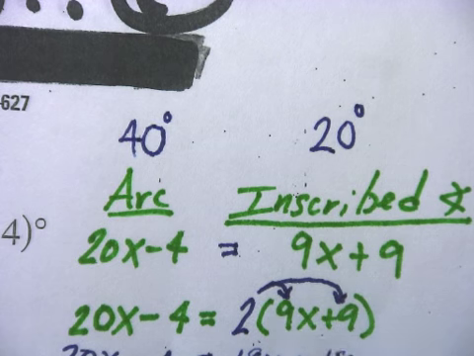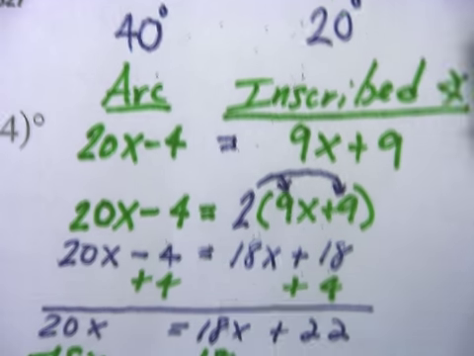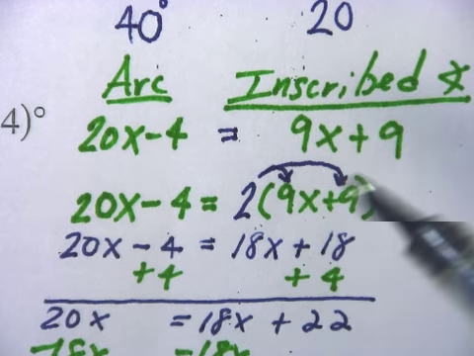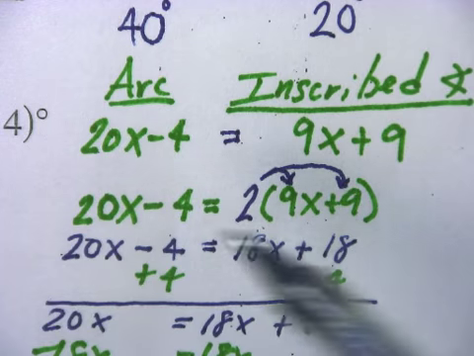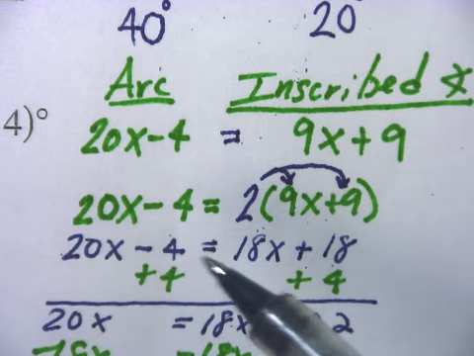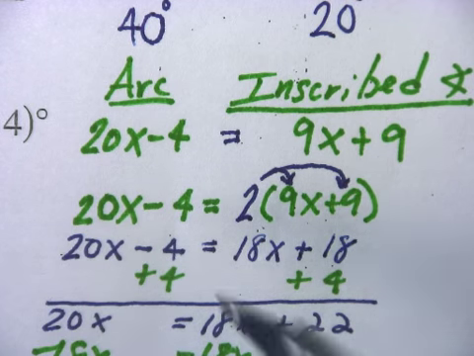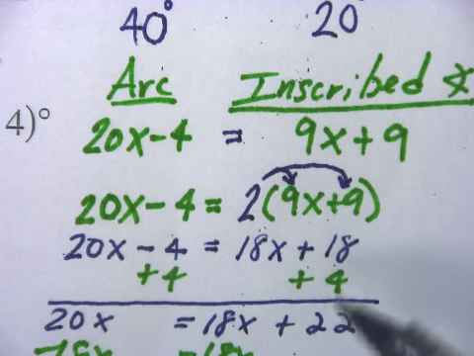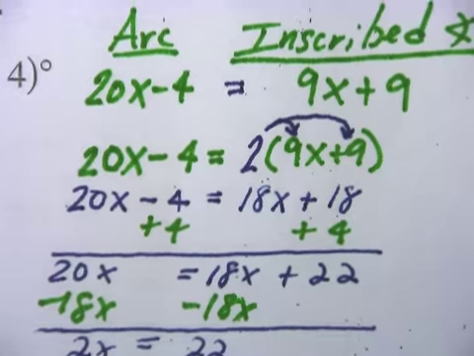Once I do that, now I have to distribute my 2: 2 times 9x and 2 times 9. When I do that, my equation comes down. 2 times 9x is 18x. 2 times 9 is 18. And now I have an algebraic equation, which is pretty easy for us to solve. I'm going to add 4 to both sides. The 20x is going to come down. This is going to cancel out. My 18x comes down, and 18 plus 4 is 22.